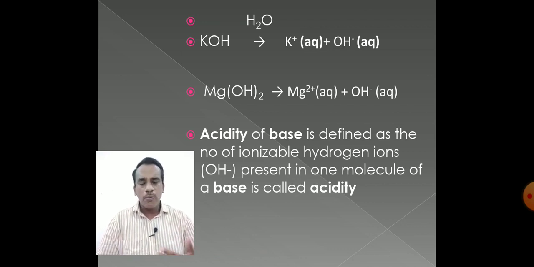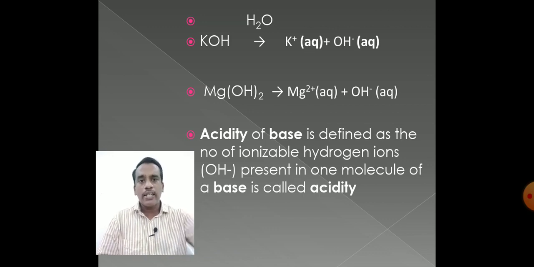Can you explain what is the acidity of potassium hydroxide? Yes, potassium hydroxide had given how many OH minus ions, children? Only one OH minus ion. So shall we call its acidity 1, monoacidic base. Now what is the acidity of magnesium hydroxide? In this you must balance the equation. The acidity of magnesium hydroxide is 2 because it had given 2 OH minus ions. So it's a diacidic base.